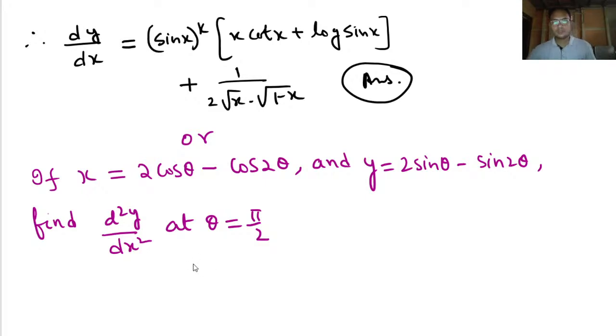This is called a parameter. So x depends on theta, and y also depends on theta. That we call a parameter, right? Parameter.